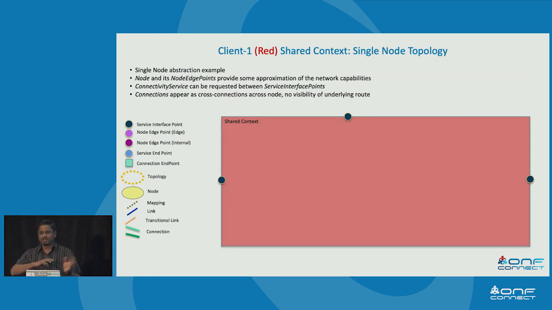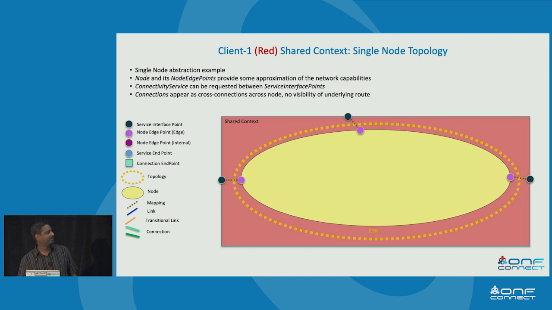So assuming that there's, and these are not the only three, there are so many other abstractions that you can do, because a node does not map to your physical device, a node edge point does not map to your physical port, and a service interface point does not always map to the node edge point, right? It's all flexible mapping. We have a separate set of APIs to do the physical topology, and I won't go into that today. So now, assuming the simple topology that the red client C is a single node abstraction, right?